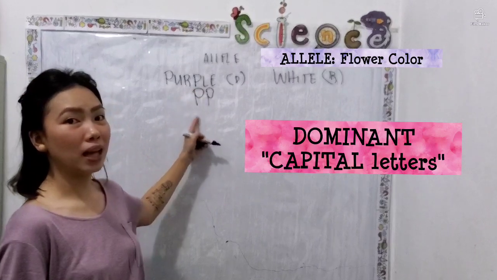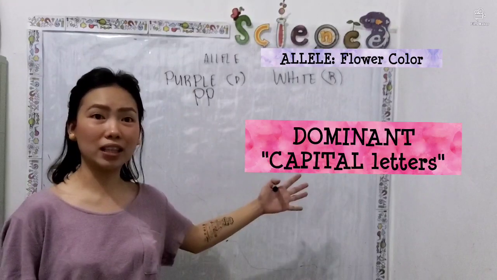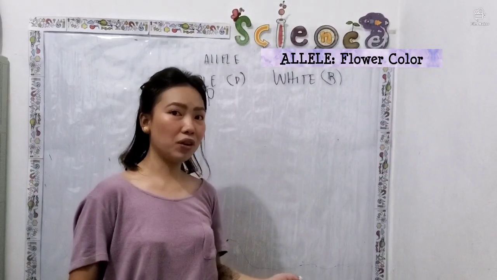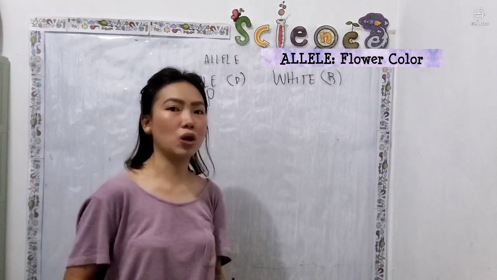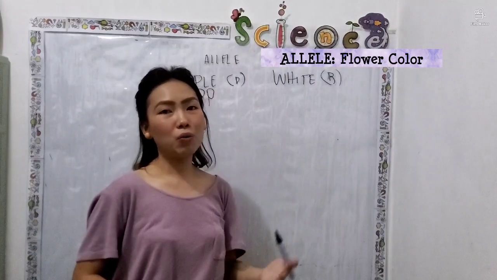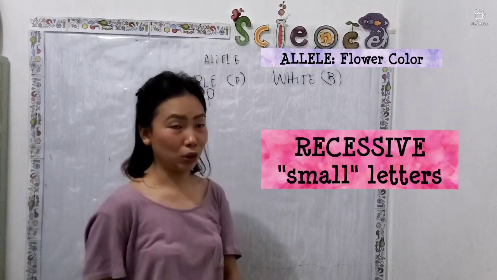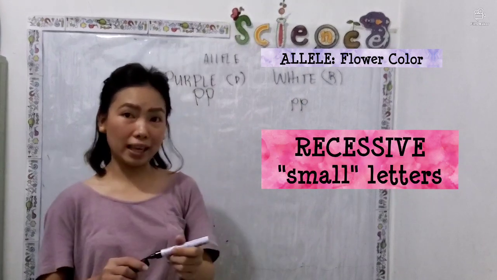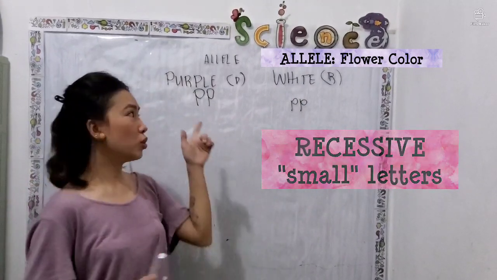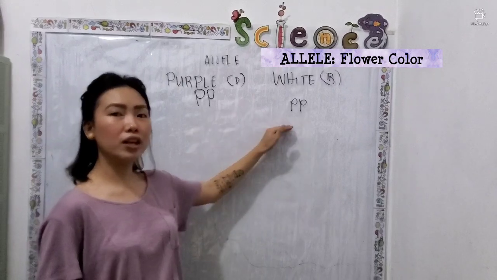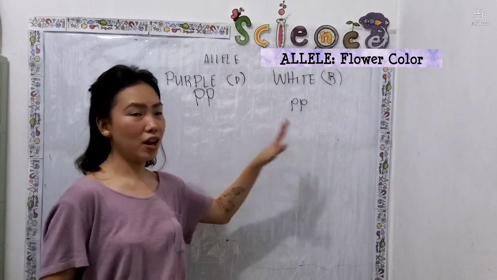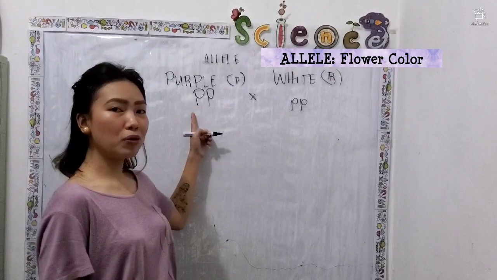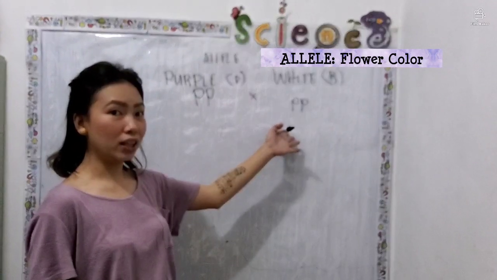2 capital P, which is our parent. And since the white color of the flower is the recessive, siya yung hindi halos nakikita or madalang nating makita, I will make use of a small letter. So in this one, you will just take note that capital letters are for the dominant and the small letters are for the recessive. So we will have a cross between a purple flower and a white flower.